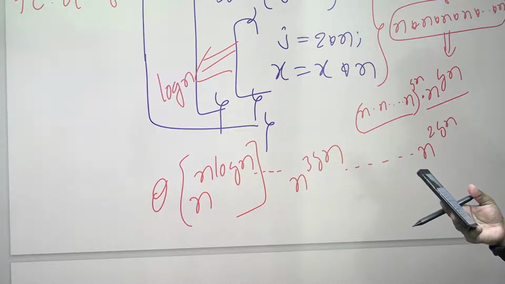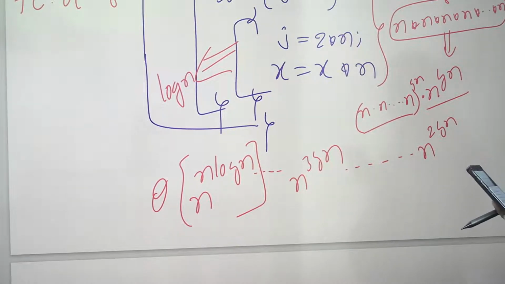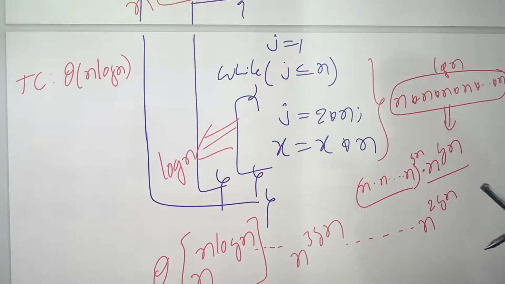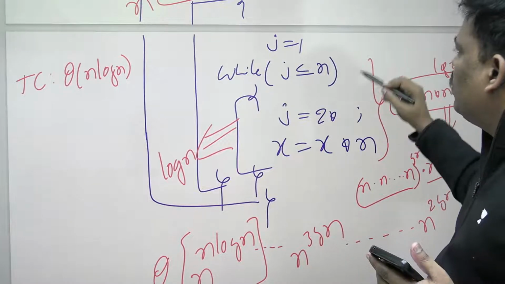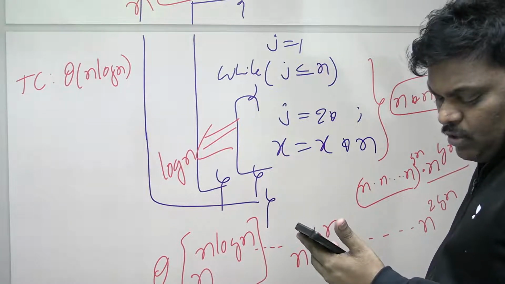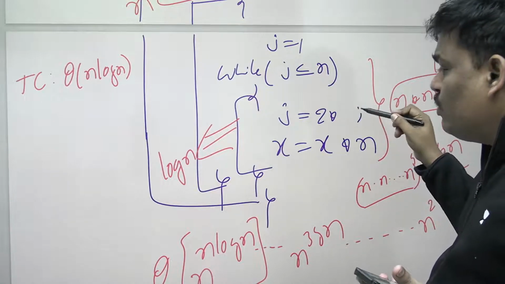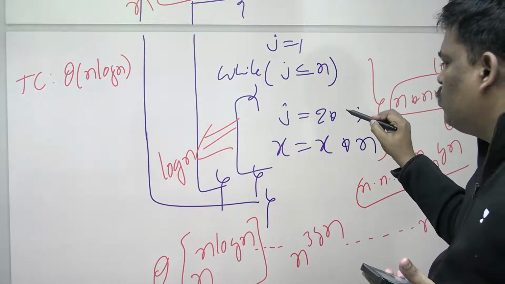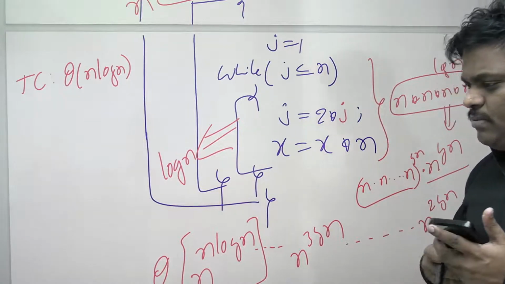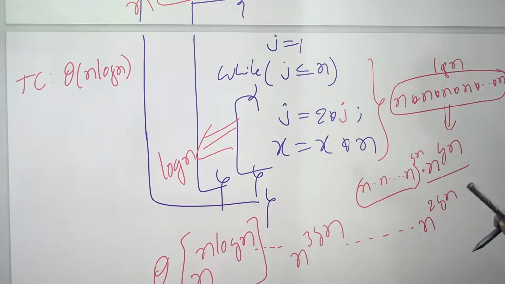Someone is saying, sir, inside loop runs only one time for each i. Why so? Initially j value is 1, j is equal to 2 into... yeah, you are correct. It is a j. Sorry for that. Thank you so much, Abhishek. Yeah, whatever you said is true, but my intention is j is equal to 2 into j. Thank you so much. You are correct. My intention is that.